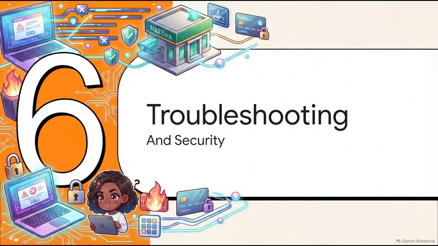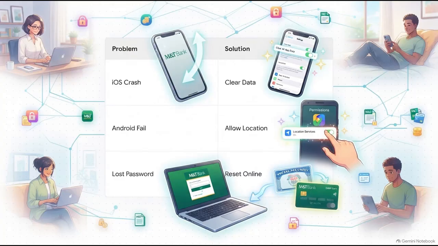Which brings us to Section 6, Troubleshooting and Security. And this brilliantly illustrates how easily minor tech hiccups can be resolved. Let's tackle some common roadblocks. Say your iOS app crashes. Simply double-click your home button or swipe up to view your open apps. Fully close the M&T app, then head into your iPhone settings under M&T Bank and toggle Clear All App Data.